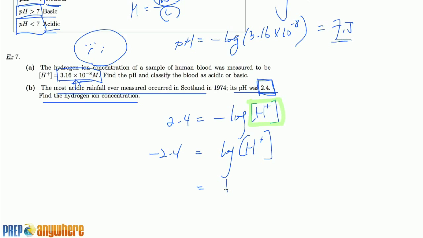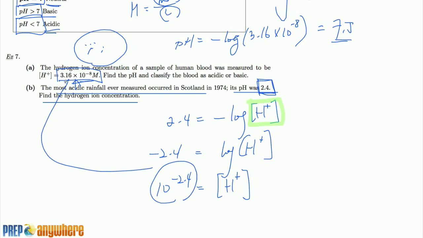So the hydrogen concentration is 10 to the power of negative 2.4, right? That's how many moles. So this is actually significantly bigger than this. How much bigger? Look at the exponents. Minus 8 versus minus 2.4. That's approximately a million times bigger. It's a million times more concentrated. Okay.